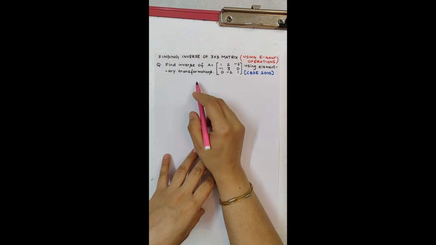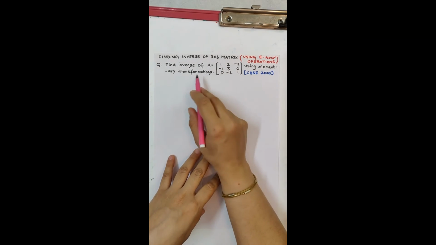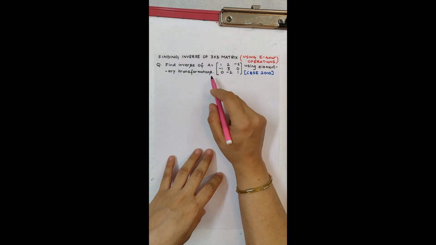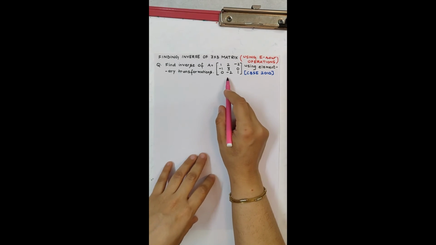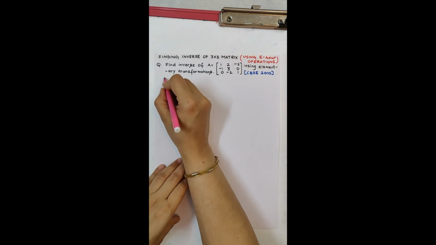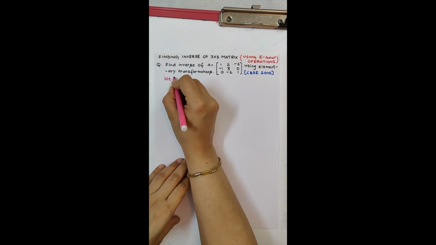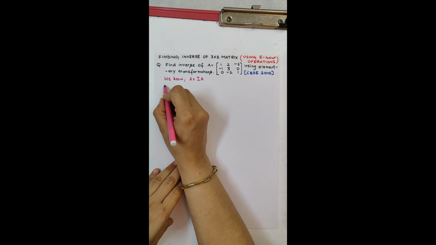Now here's the third question, which says find the inverse of this 3 cross 3 matrix using elementary transformations. Now here it is not specified row or column, so it's completely your choice whether you use row transformations or column transformations. I'll be using row transformations to find out the inverse of this matrix. Now since we are using row transformations, we know that we have to begin with the equation A is equal to I into A. Let's plug in the matrix.